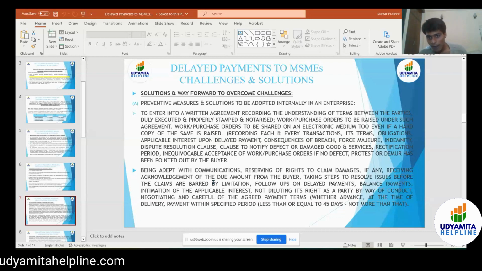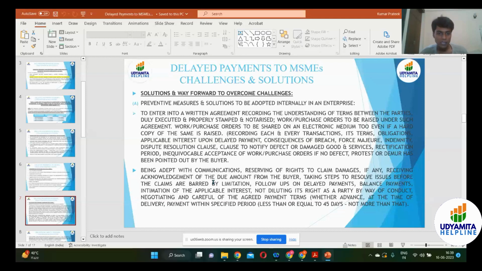Now the second part is being adept with communications, reserving of rights to claim damages if any, receiving acknowledgement of the due amount from the buyer, taking steps to resolve issues before the claims are barred by limitation, follow-ups on delayed payments, balance payments, intimation of applicable interest, not diluting its right as a party by way of conduct, negotiating and being careful of the agreed payment terms, whether advance, at the time of delivery, or payment within a specified period less than or equal to 45 days.